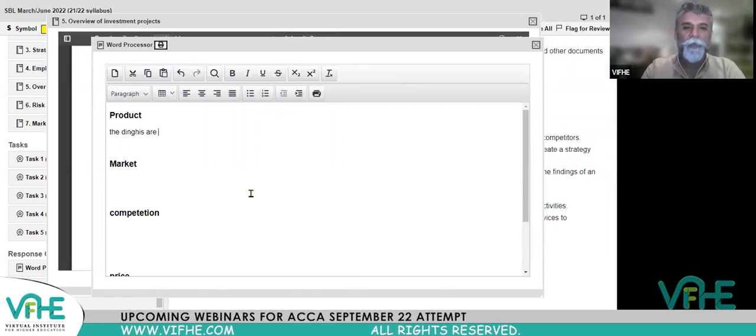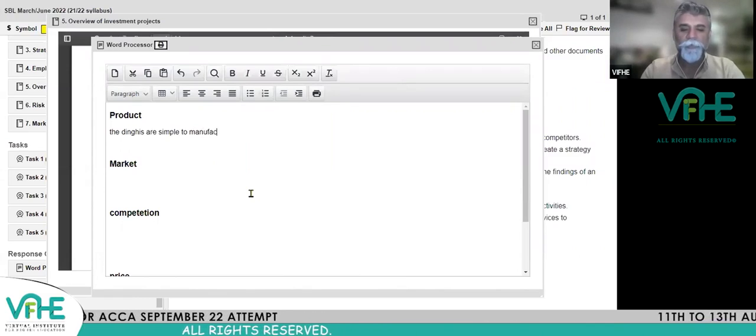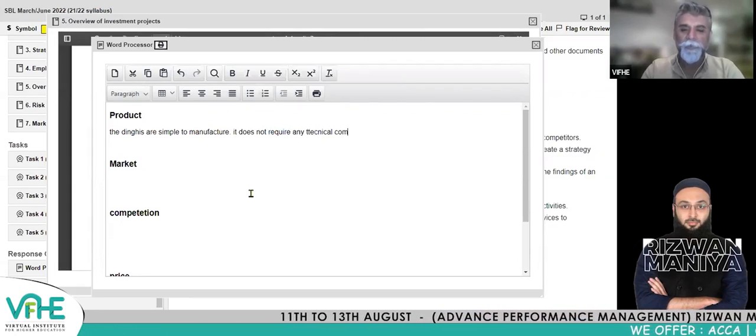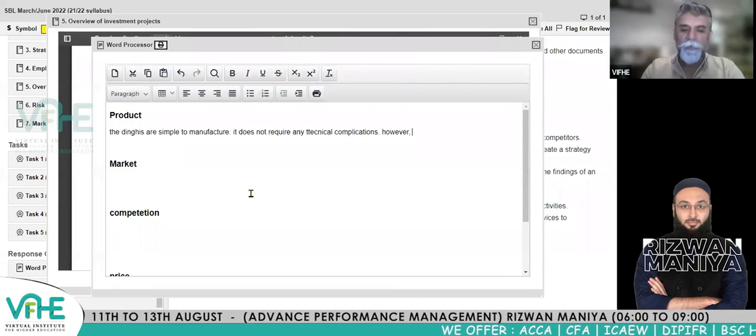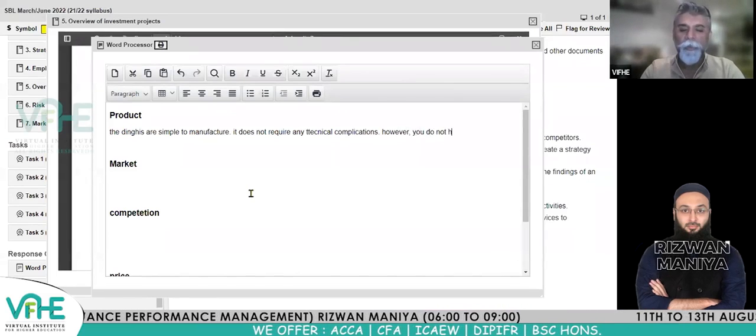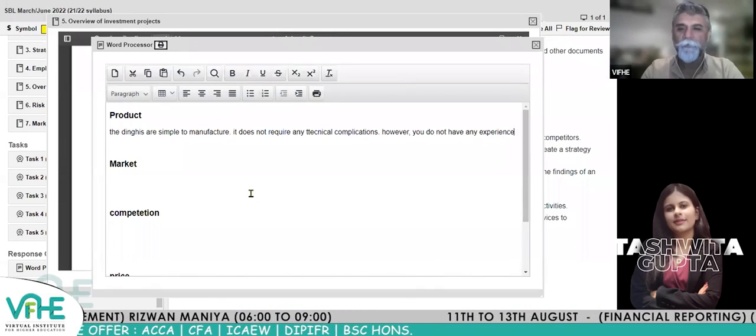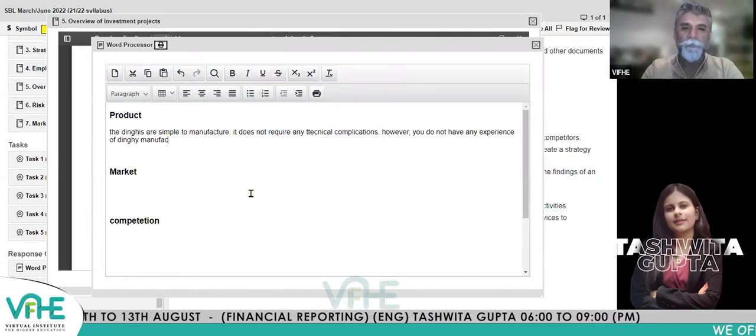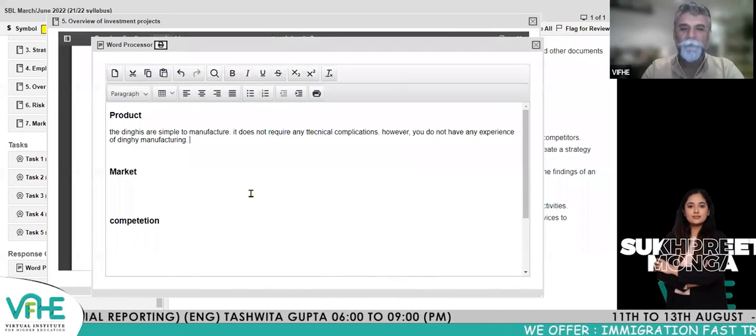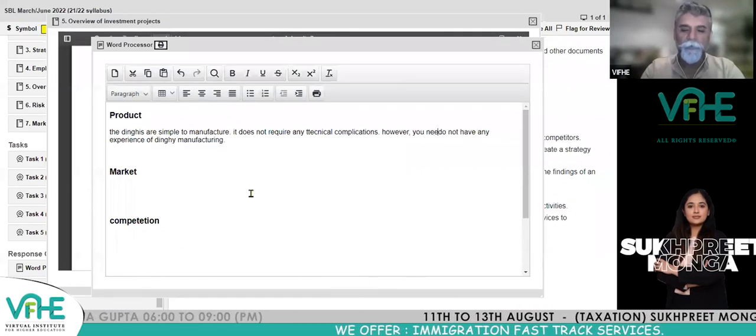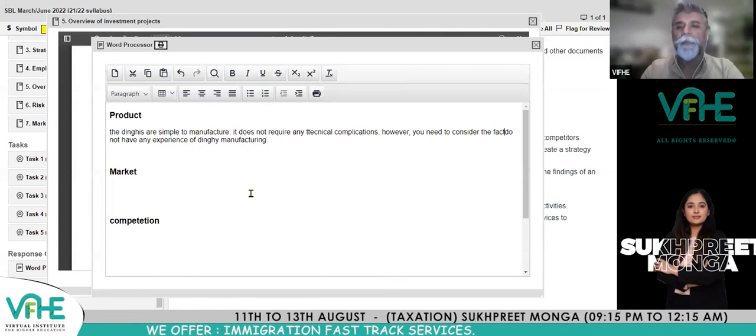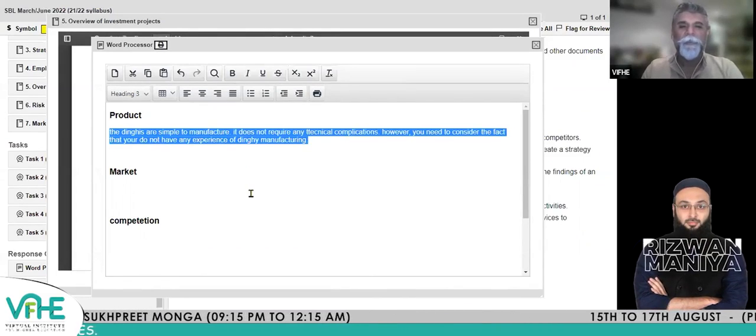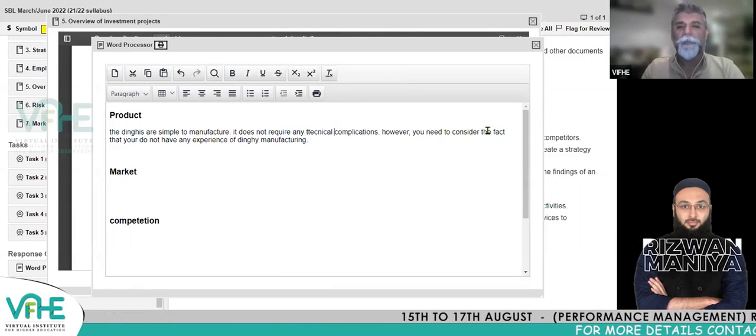We will say the dinghies are simple to manufacture. It does not require any technical complications. However, you do not have any experience of dinghy manufacturing. However, you need to consider the fact that you do not have any experience of dinghy manufacturing. Is that okay? The dinghies are simple to manufacture. It does not require any technical expertise.